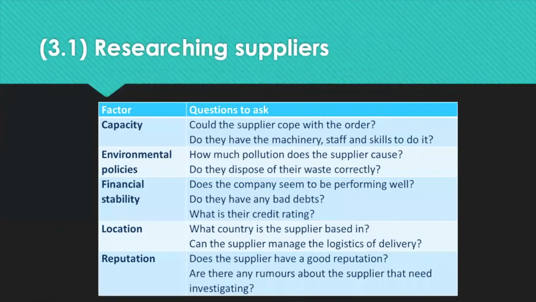So before approving a supply, you need to find out as much as you can about the organisation. And we can use internet search engines to do this. There are some that are multilingual search engines like Google and Yahoo, and some that use single languages.